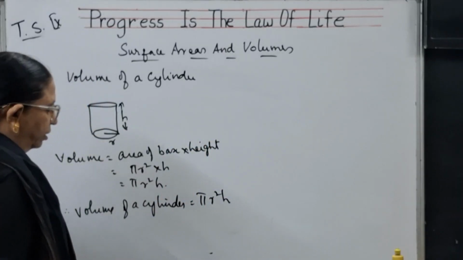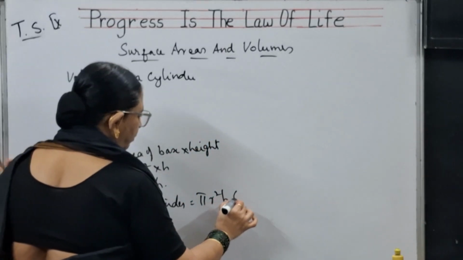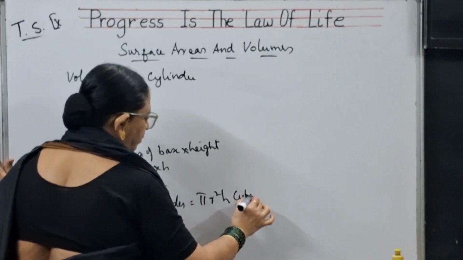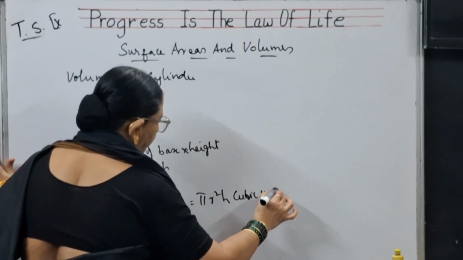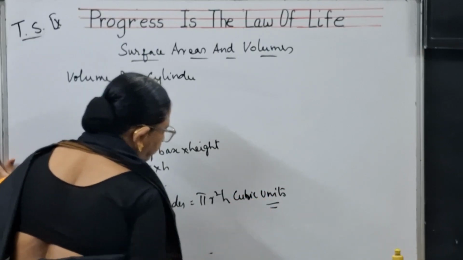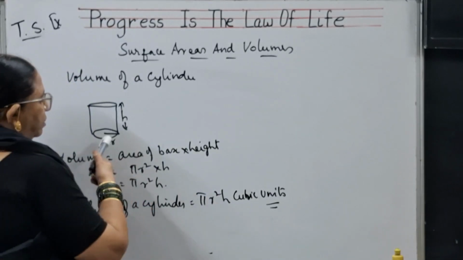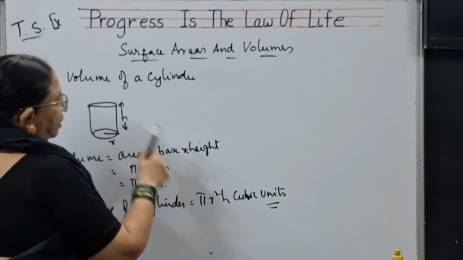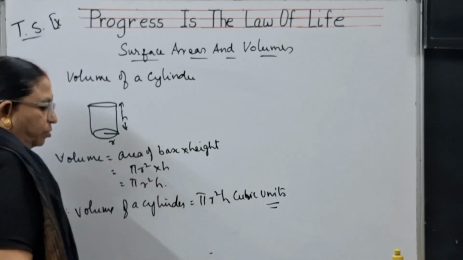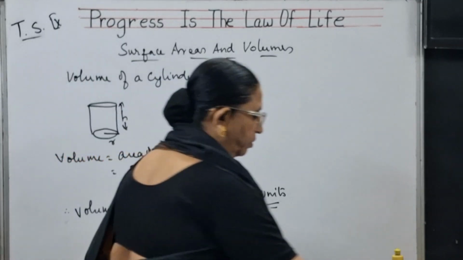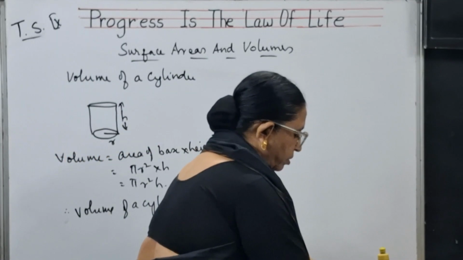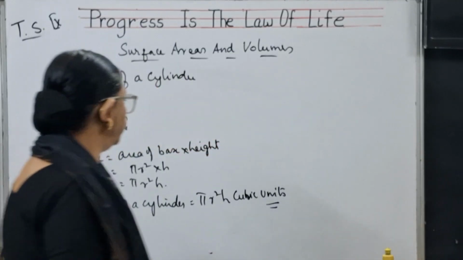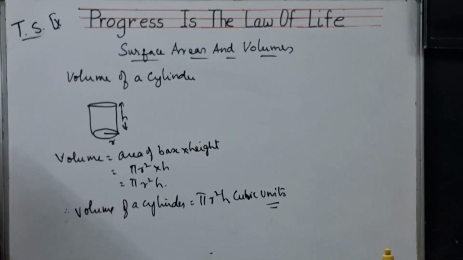This is the units. If you write cubic units, units are very important children. If the measurements are given in centimeters, units are cubic centimeters. If they are given in meters, cubic meters. So according to the unit given to you, you are going to talk about the volume. Please note it down. I'll continue. This is the introduction of the formula.